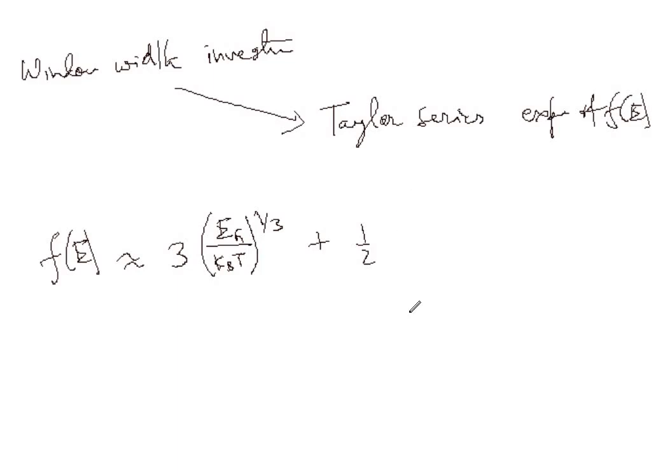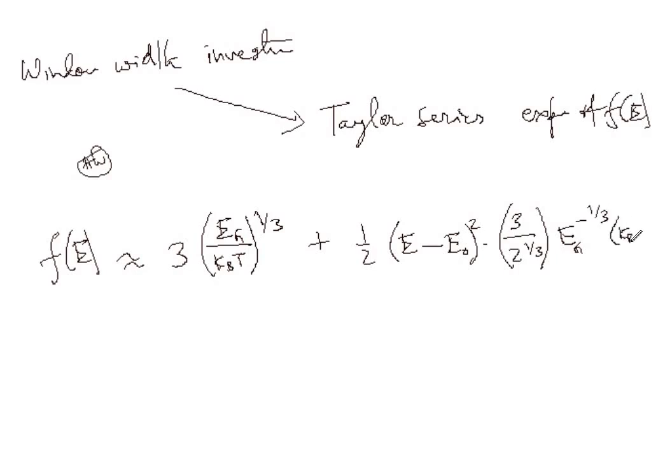You can also check this expansion yourself. This is also maybe a homework activity for you. Check if it is so. Half of (E minus E0) square into (3 by 2) to the power 1 by 3. And what about the energy dependence? The energy dependence is Eg to the power minus 1 by 3 and kBT to the power minus 5 by 3 plus other terms.